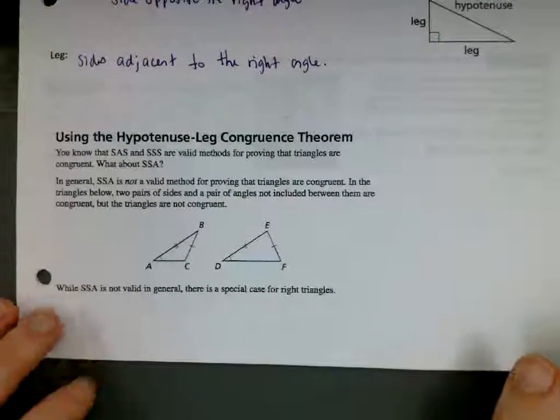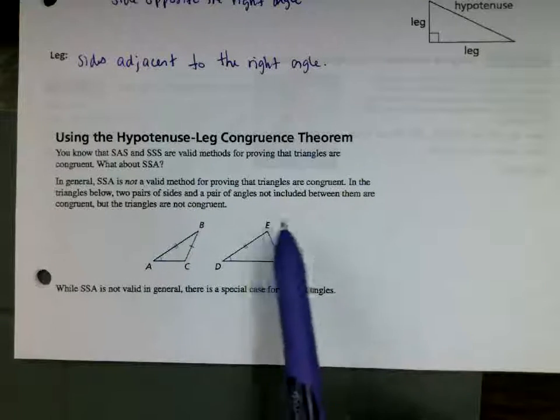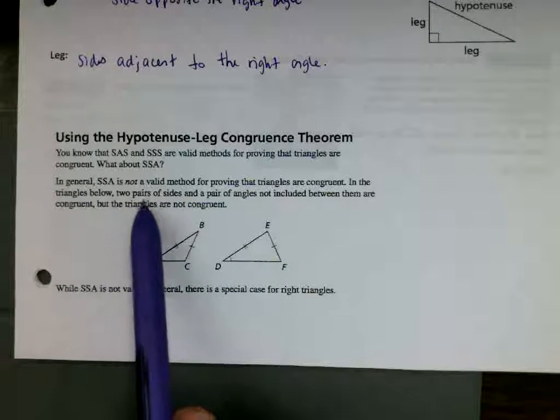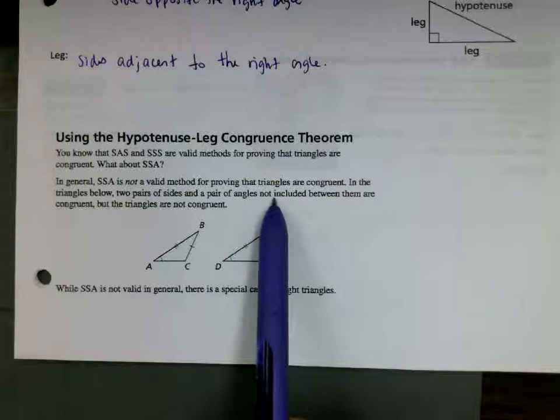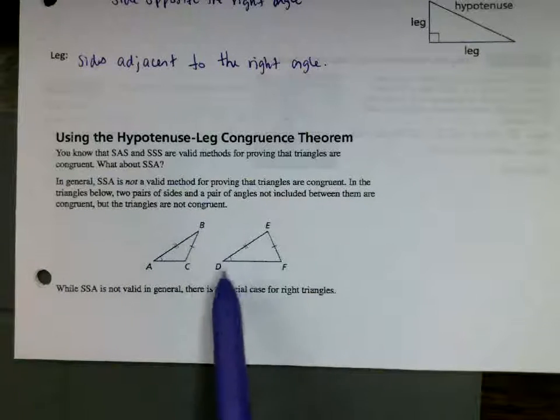Okay, all right, so down here it says, you know that side angle side and side side side are valid methods for proving that triangles are congruent. What about side side angle? In general, side side angle is not a valid method for proving that triangles are congruent. In the triangles below, two pairs of sides and a pair of angles not included between them are congruent, but the triangles are not congruent themselves, okay?